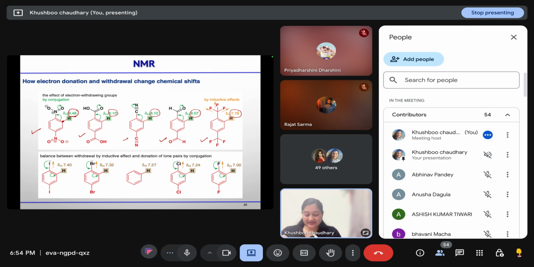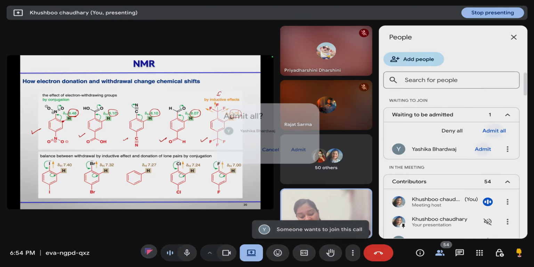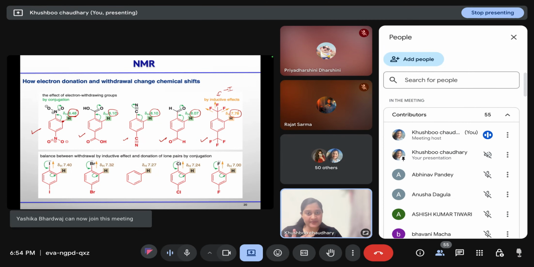By seeing this example, it is clear that as the electron withdrawing nature of the group increases, your protons will become de-shielded. In the case of CF3, it will pull the electrons by the minus I effect, and the minus I effect is weak, so that's why this proton is comparatively more shielded than in the other cases. Is this clear?